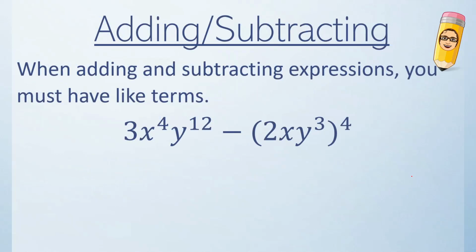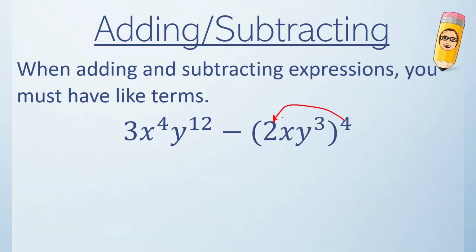And the final rule is when I'm adding and subtracting expressions, you must have like terms. Kind of like when I had 3x squared minus 2x squared, that's just 1x squared, right? So I need to have like terms. Right now, I can't subtract these because they're not like terms. So what I'm going to do is some simplification.